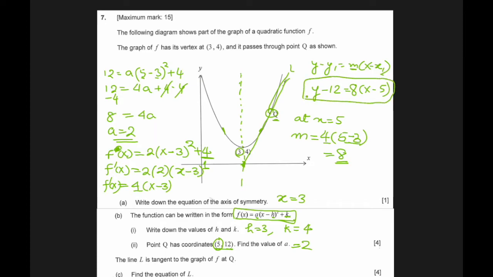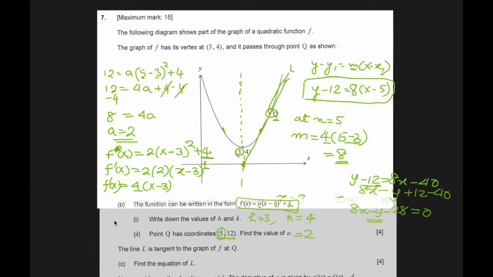We can simplify this as the equation of the tangent. y minus 12 equals 8x minus 40. Let's bring everything to the right side. So it becomes 0 equals 8x minus y, plus 12 minus 40. Finally we can rearrange this: 8x minus y minus 28 equals 0. This is the equation of the tangent.